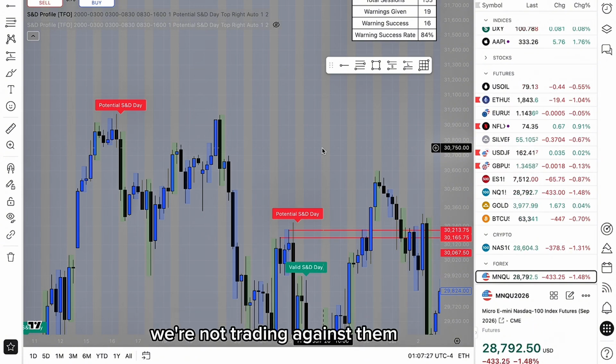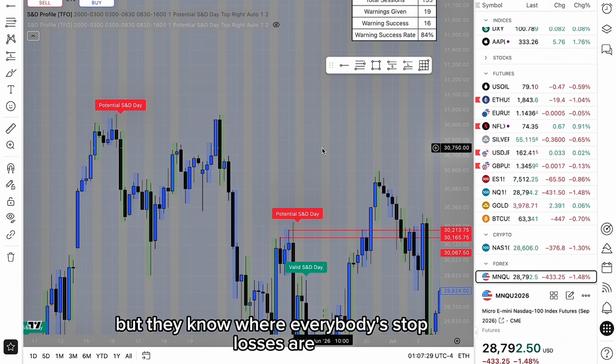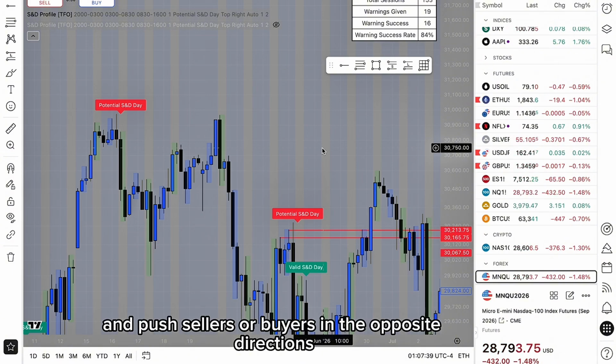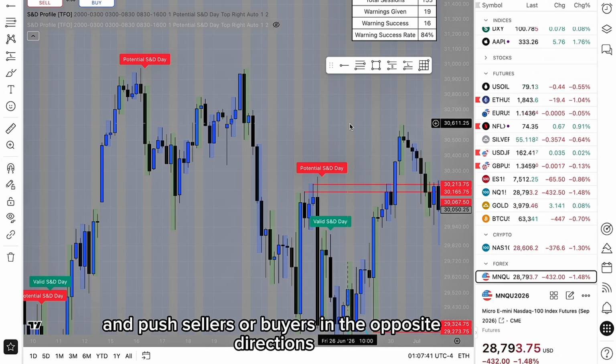Remember, we're not trading against them, but they know where everybody's stop losses are. So they try to sweep out the liquidity. So they take away our stops and push sellers or buyers in the opposite directions.